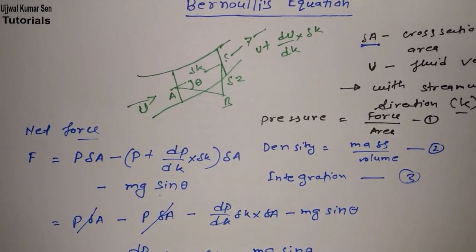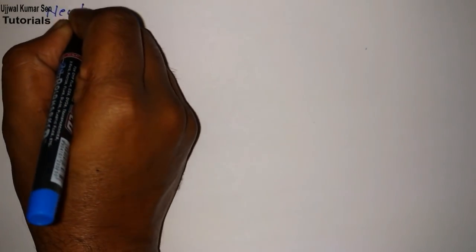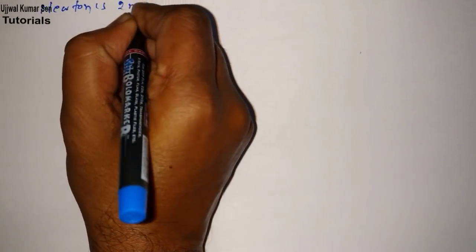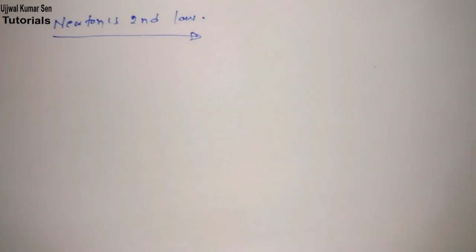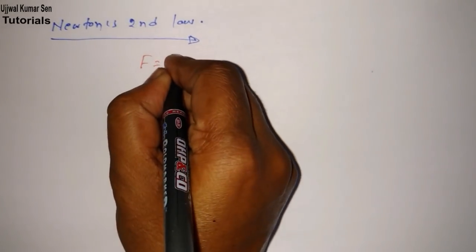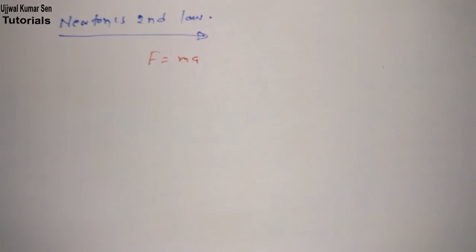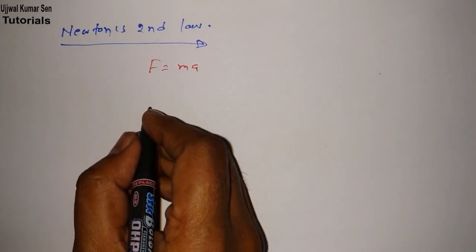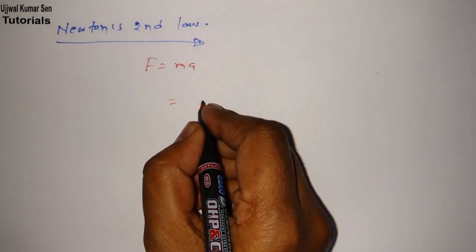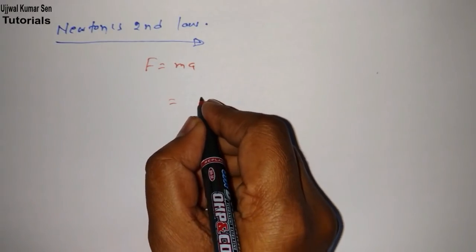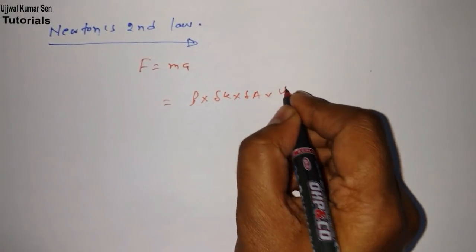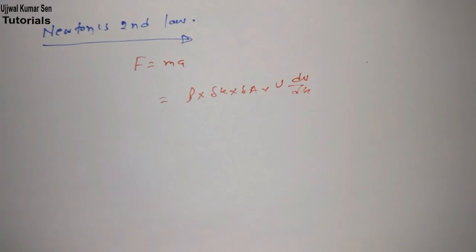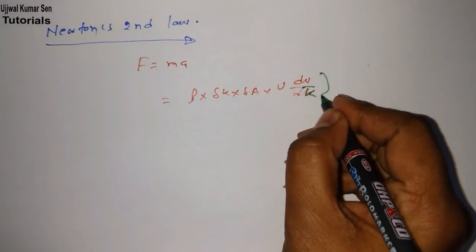Now let's use another basic thing, that is Newton's second law. What Newton's second law tells us is that force is equal to mass into acceleration. And mass, what we have used here, is density times delta k multiplied by delta A, and acceleration is u du by dk. We have used this.